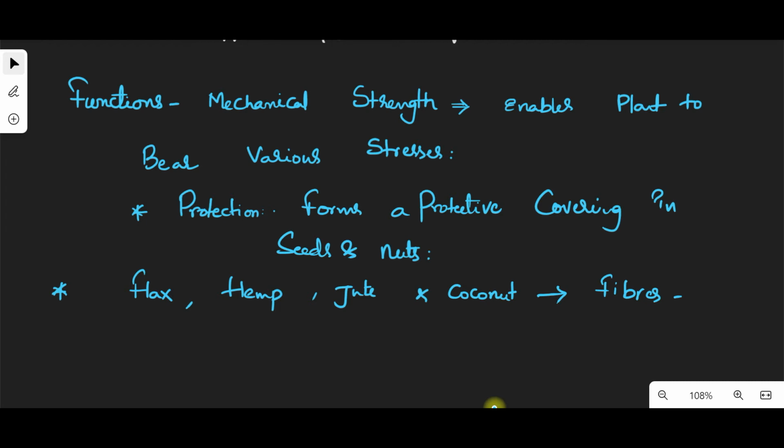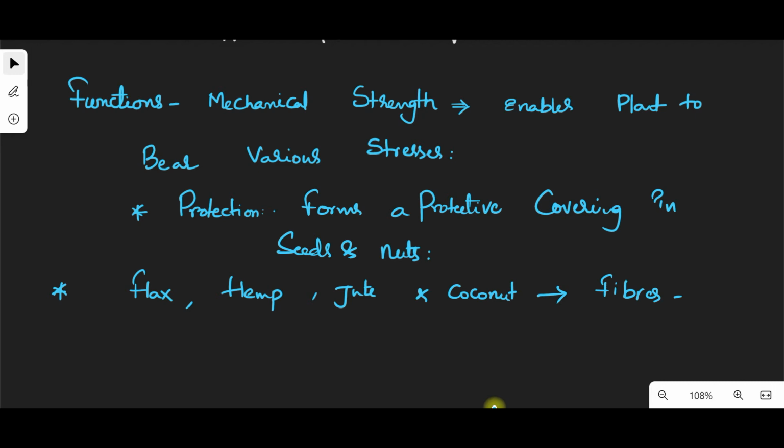Gunny bags can be prepared from jute. Coconut fibers are involved in the preparation of coir rope. Hemp is also used in the preparation of gunny bags. Flax is also used for such fiber related products. So the sclerenchymatous fibers have high commercial economic value. These are some examples of the plants from which people extract the sclerenchymatous tissue and use it in making various economically important products.